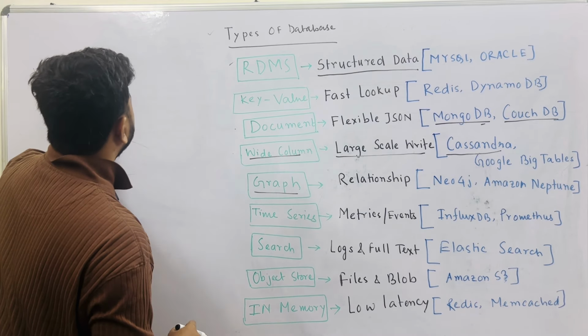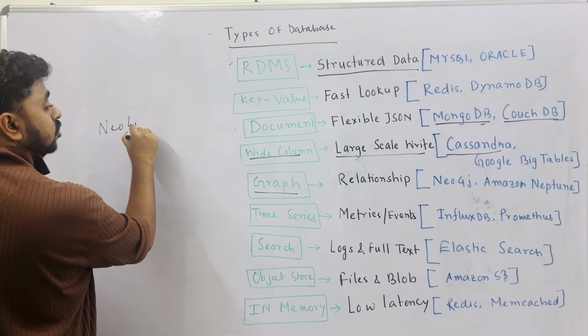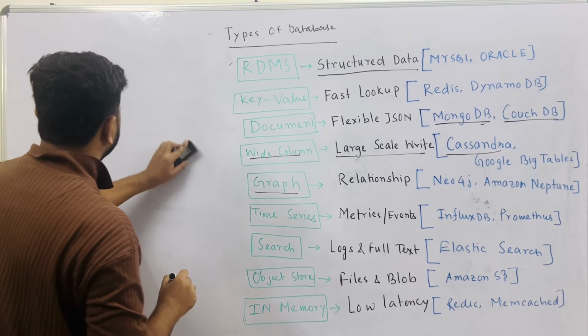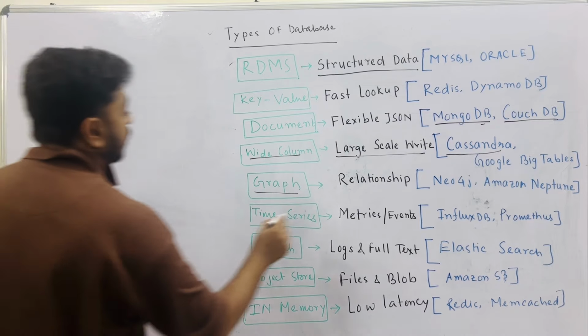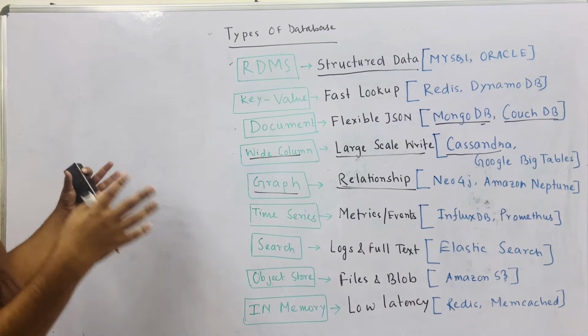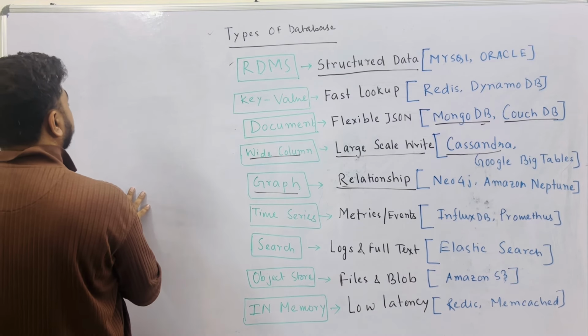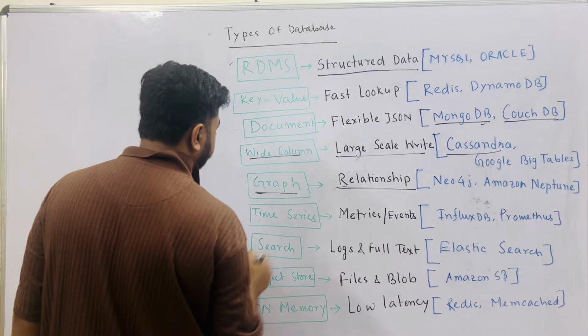There we use the graph database, and the most commonly used graph databases are Neo4j and Amazon Neptune. So a graph database is used when the relationship between data is more important than the data itself.